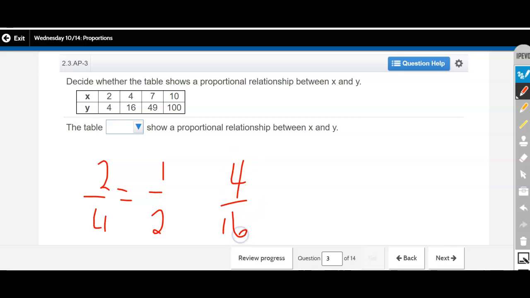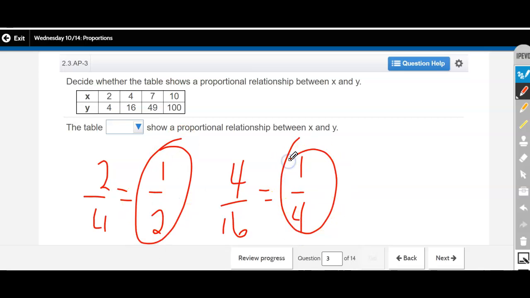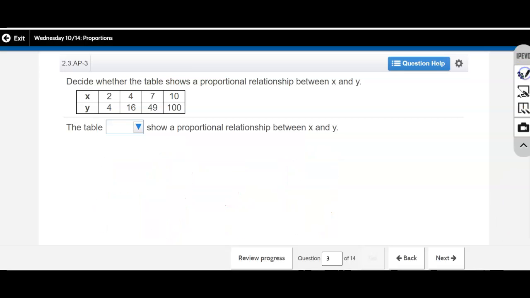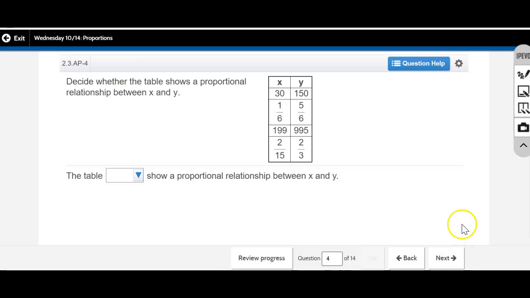Just make sure you set them all up the same way. So that would be 1/4. Nope, they're not the same simplified fraction. So therefore, it is not a proportional relationship. I don't even need to finish it.